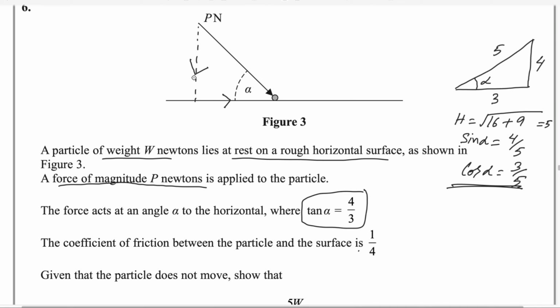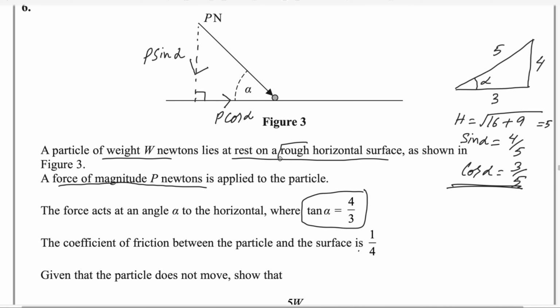Opposite to the angle, the component is always the vertical component, which equals P sine alpha. This component is P sine alpha, opposite to the angle, because this is 90 degrees. The other component, adjacent to the angle, is the horizontal component, so that will be P cosine alpha. So these are the forces.